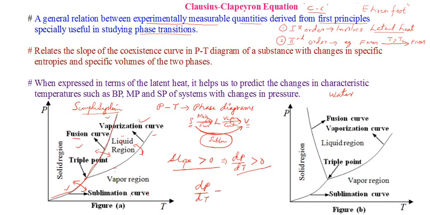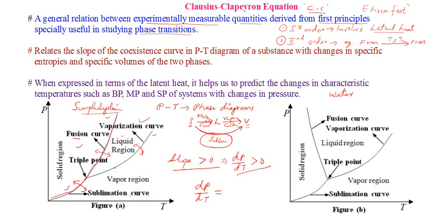So the Clausius-Clapeyron equation that we are going to derive shortly in the next session will give you an expression for the slope of the PT diagram for a given system which undergoes a first order phase transition.